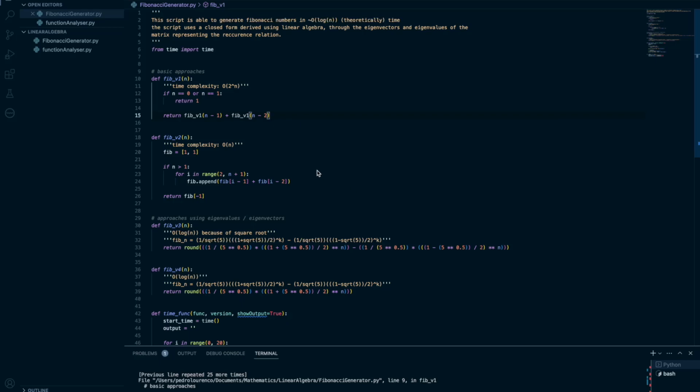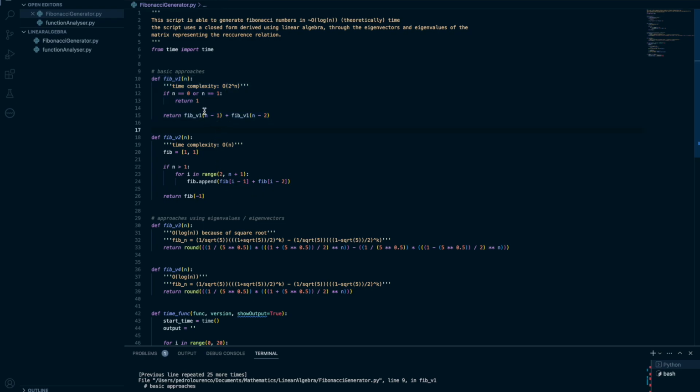Here we're going to use linear algebra, more specifically eigenvalues and eigenvectors, to derive a very efficient approach to calculating numbers in the Fibonacci sequence. So we're going to start with basic, naive approaches, which most people are familiar with. This one is a recursive approach, so that doesn't need much explanation.